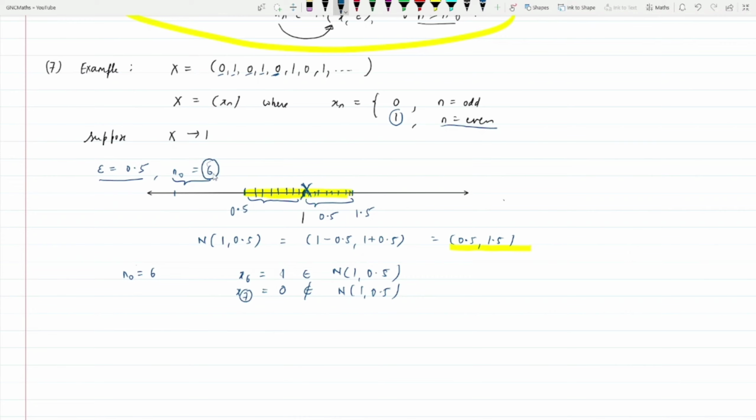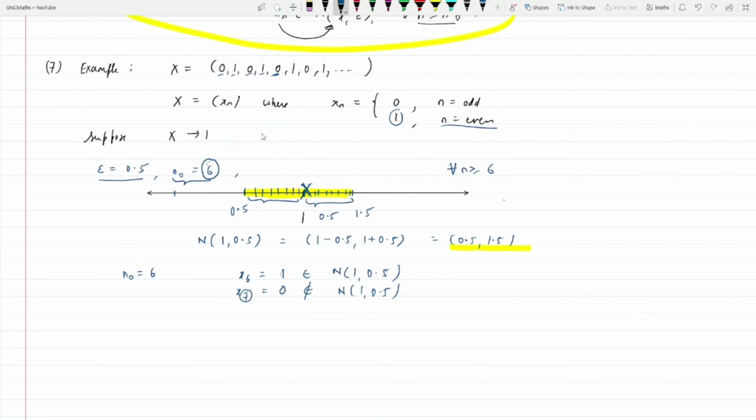But we can see that x6 is going inside the neighborhood and x7 comes out, and then again x8 will go inside the neighborhood but x9 will come out. So it is not applicable for all terms of the sequence after 6. Thus n naught equal to 6 doesn't work. And for similar arguments you can say that any n naught which is an even number will not help us to test the definition.